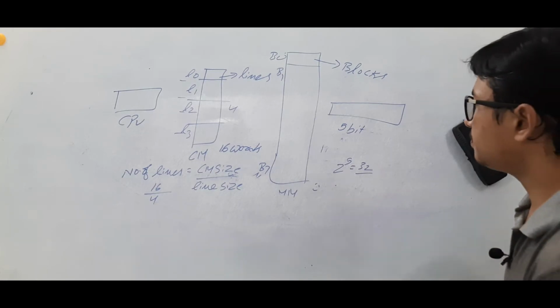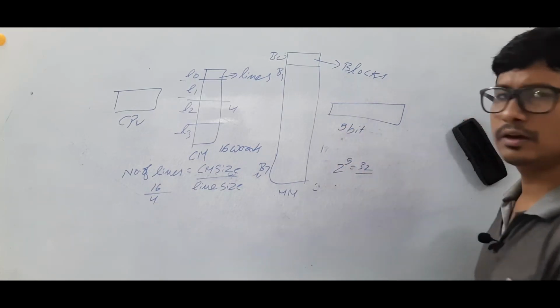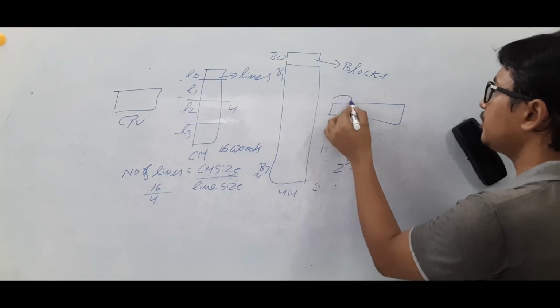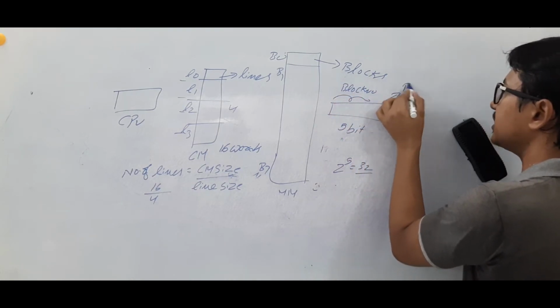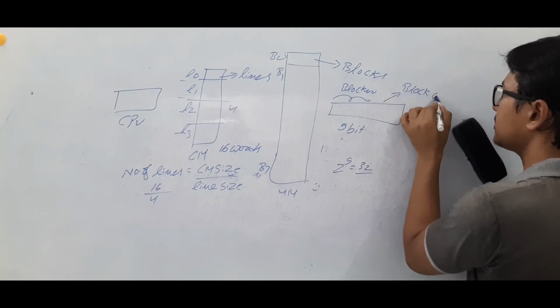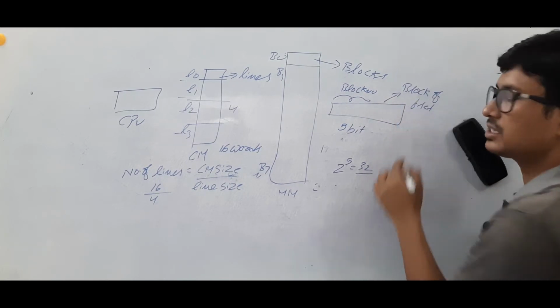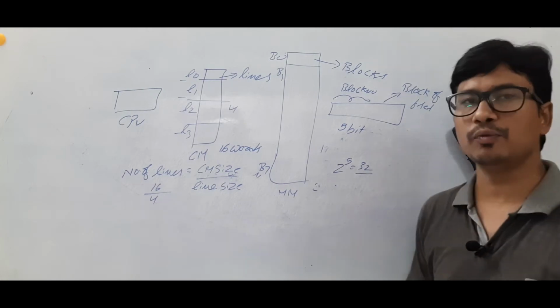Now, this 5-bit address is divided into 2 parts: one is the block number and the other is the block offset.